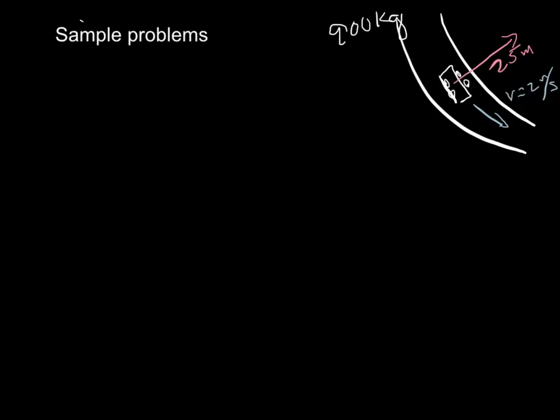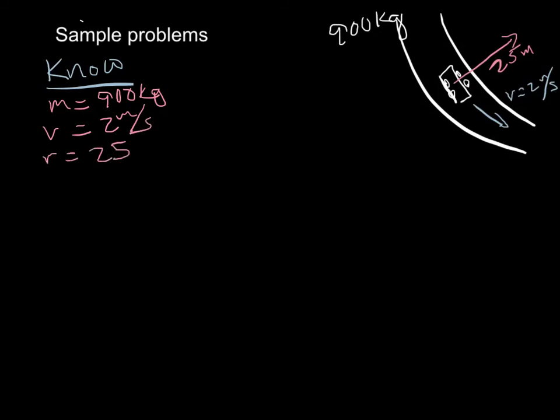Let's do a sample problem. We have a car that is traveling along at 2 meters per second around a corner of a curve which has a radius of 25 meters. The car itself is 900 kilograms. Let's go ahead and do our problem set. First of all, what do we know? We know that the mass of our car is equal to 900 kilograms. We know the velocity is 2 meters per second, and we know that the radius is 25 meters. What is our target? What have we been asked to figure out? We want to find out what the centripetal force is.